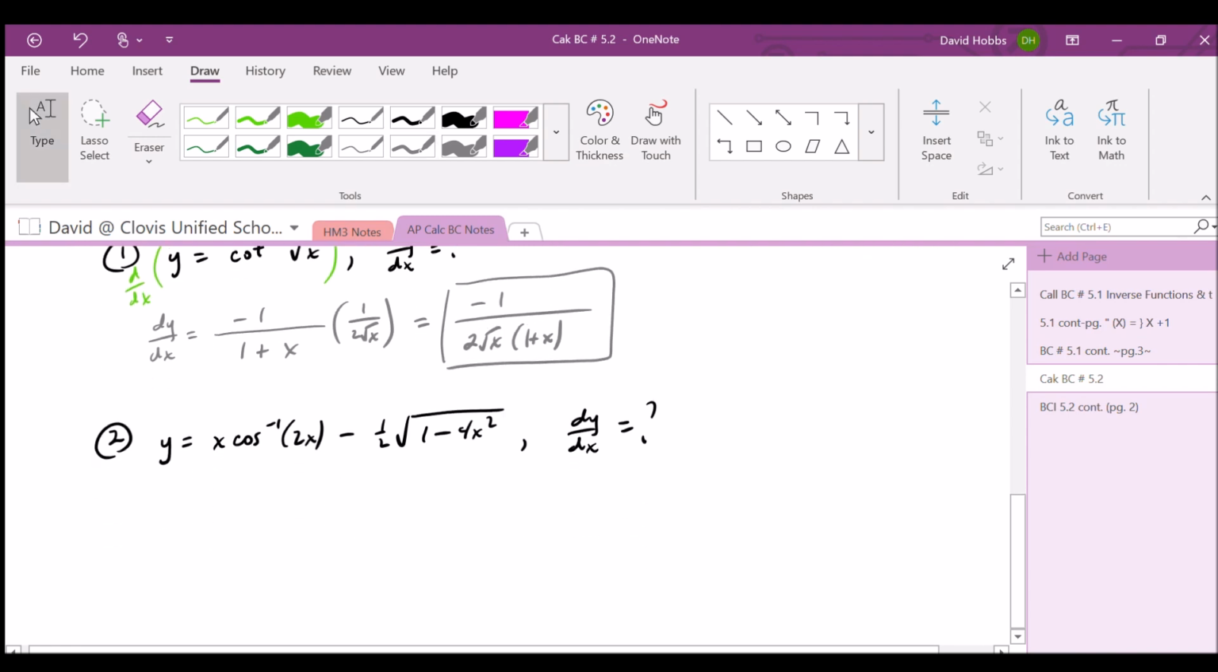Okay, number 2 here. Again, looking for dy dx, so I'm going to take the derivative of both sides with respect to x. Okay, so I've got dy dx.